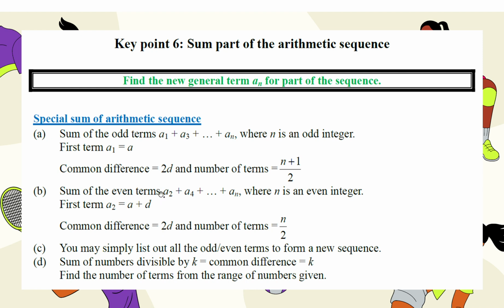But the first term is a plus d, be careful. First term change. And the number of terms is n over 2, because n is an even number. So maybe if you simply list out all the terms, odd term, even term, and form the new sequence, and then observe how you find out the new common difference and the new first term. Not that hard, you can do it.